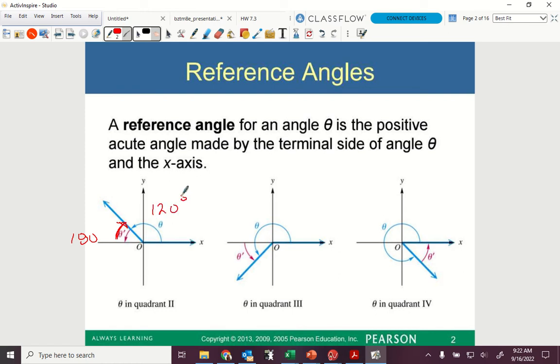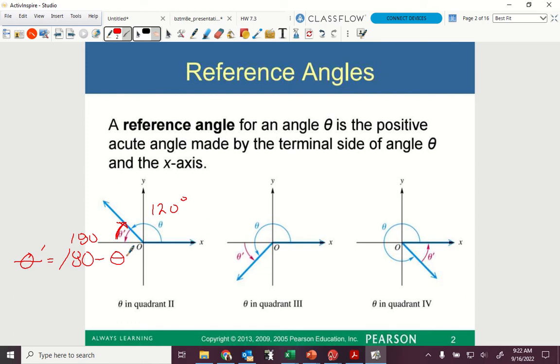Let's say, for instance, theta is 120 degrees. My reference angle, which I'm referring to in red right here, I would subtract to get this angle right here in red. So to get my reference angle, it would be 180 minus whatever my theta is. Does that make sense? So yes? No? Maybe? Okay. And that's only in quadrant 2.